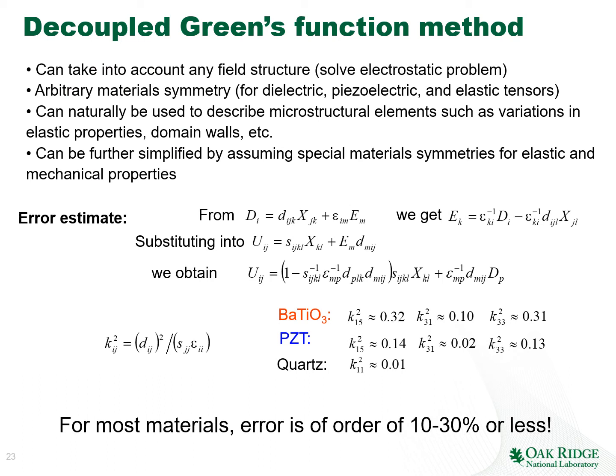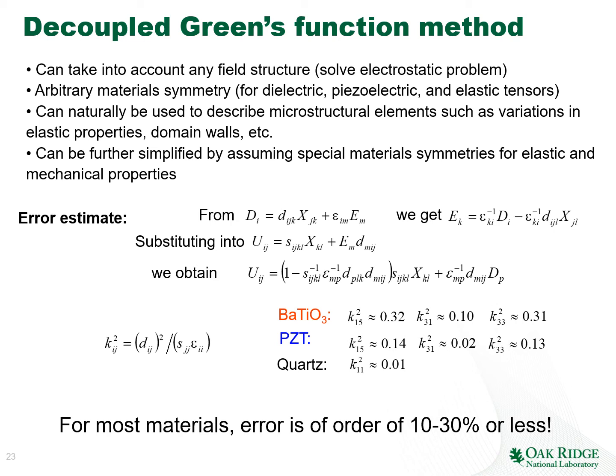The nice feature of this decoupled Green function method is that it can take into account any field structure. So we can solve the electrostatic problem even if it is pretty complex. We can play with the material symmetries. For example, we can use the exact symmetries for dielectric, piezoelectric, and elastic tensors, or we can use approximate ones. It can be naturally used to describe microstructural elements such as variation in elastic properties, domain walls, and so on and so forth. And we can further simplify it by assuming special material symmetries for elastic and mechanical properties.